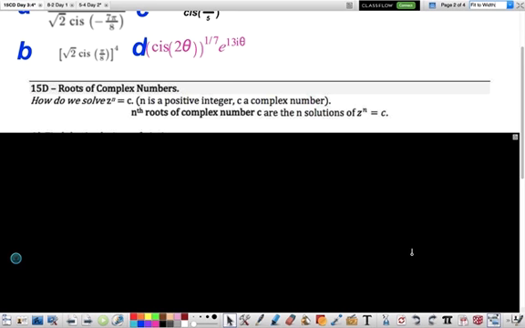Okay, so we need to take a little bit more notes today. Yesterday we were adding and multiplying, dividing, and now we're solving complex polynomials. It's logical.